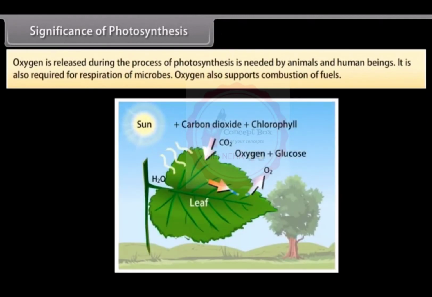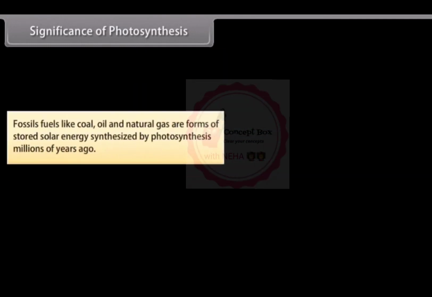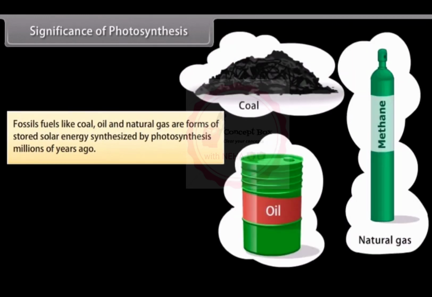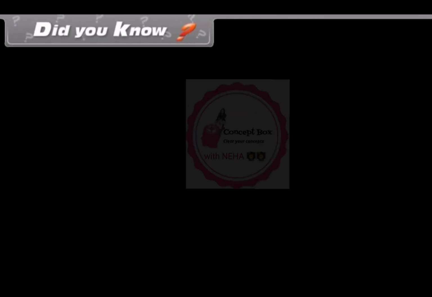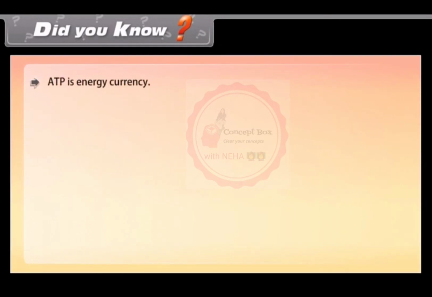Oxygen is released during the process of photosynthesis and is needed by animals and human beings. It is also required for respiration of microbes. Oxygen also supports combustion of fuels. Fossil fuels like coal, oil, and natural gas are forms of stored solar energy synthesized by photosynthesis millions of years ago. Did you know? ATP is the energy currency.